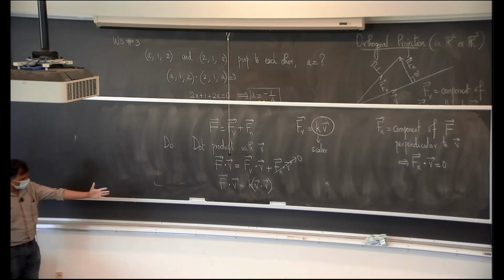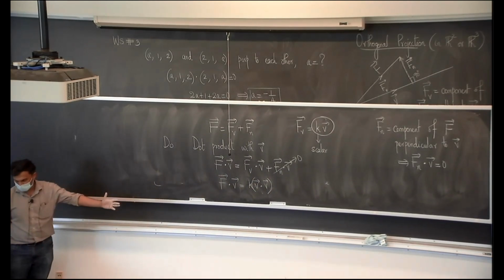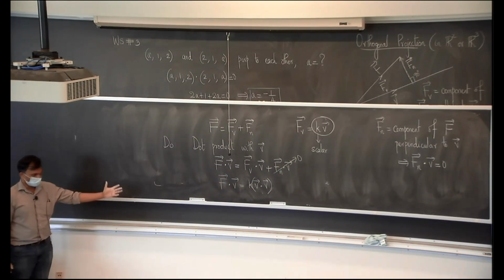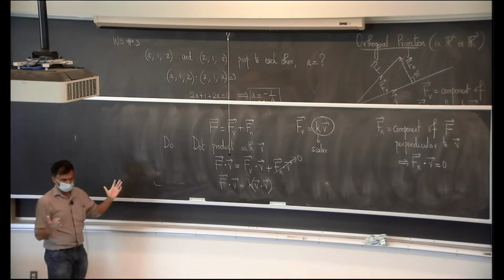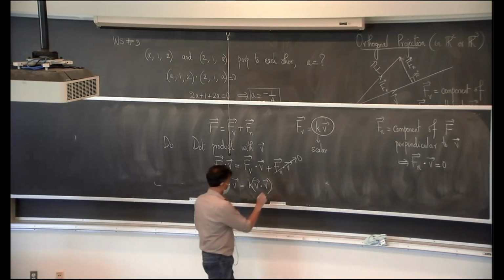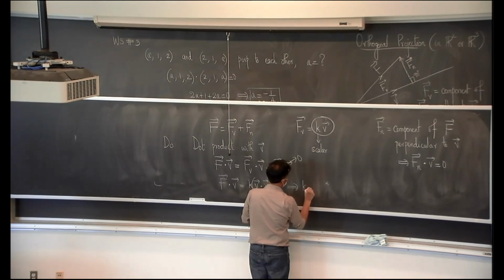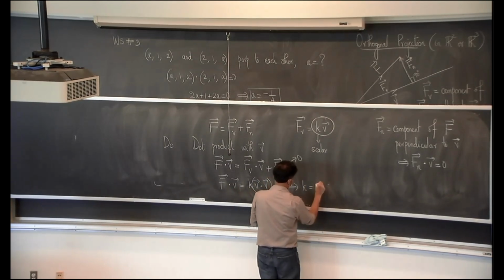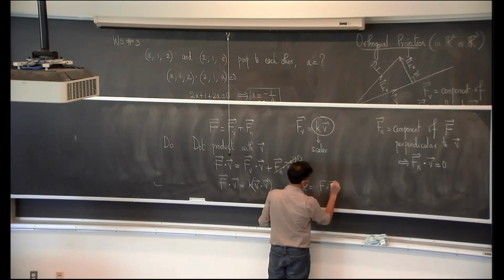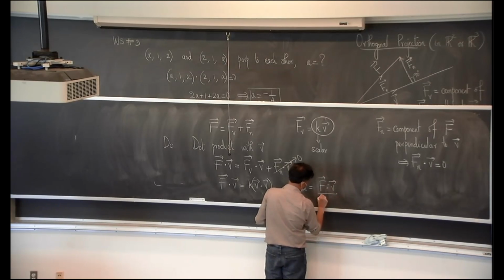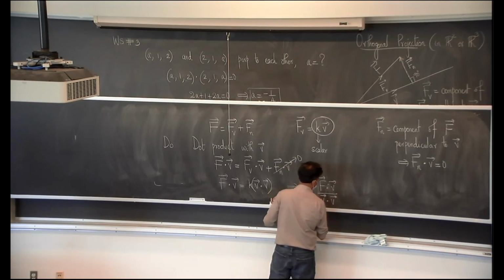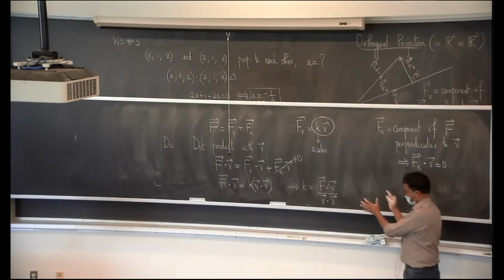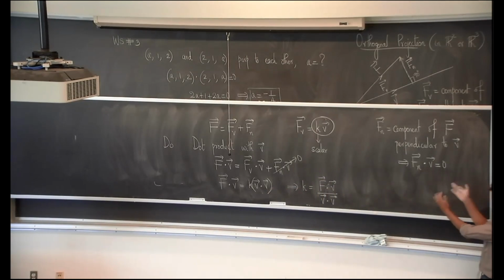So the dot product on this side equals K times another dot product on that side. The dot product is always a number, so we are not looking at anything unusual here. So K is the scalar given by F dot V divided by V dot V. Okay, that's a scalar. It looks complicated because you have dot products, but you're just dividing a number by a number.